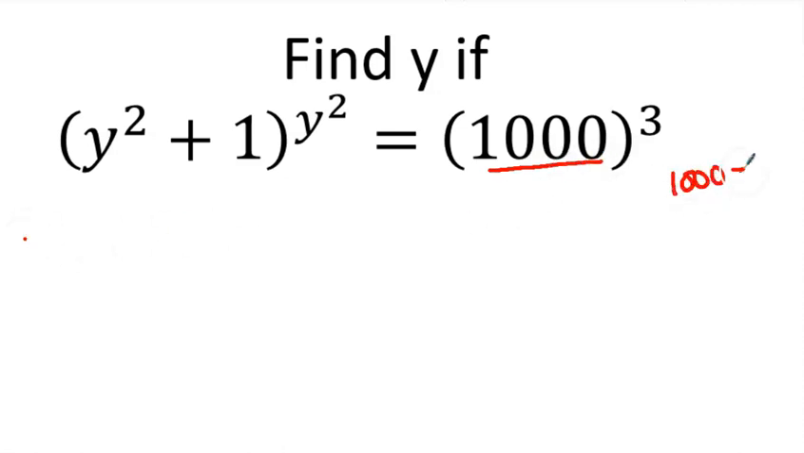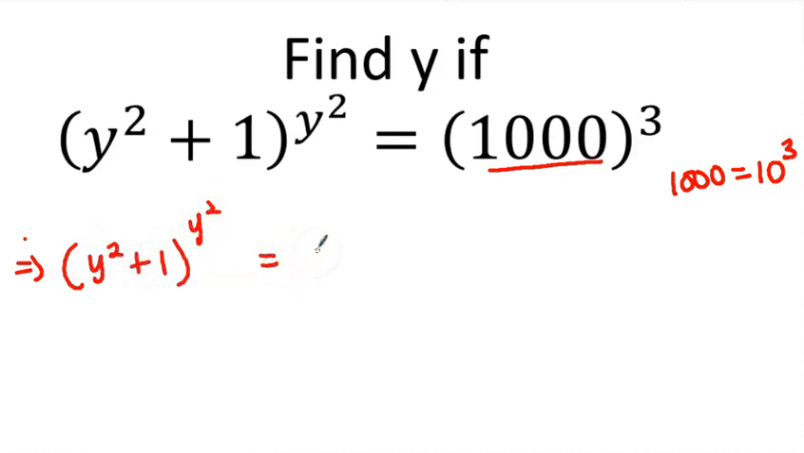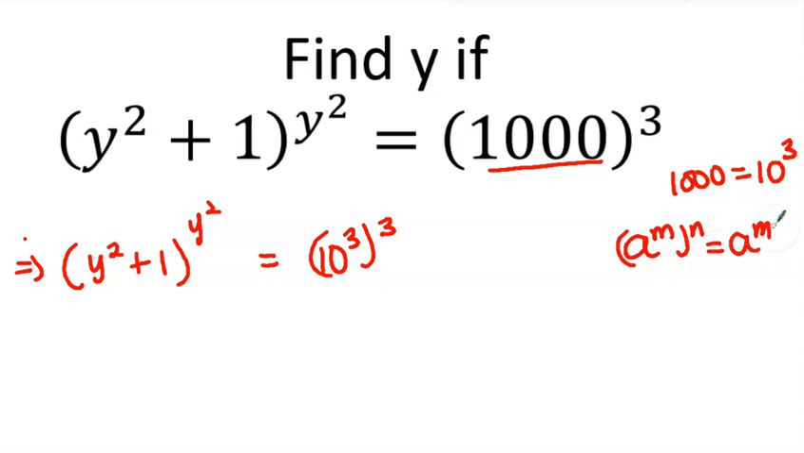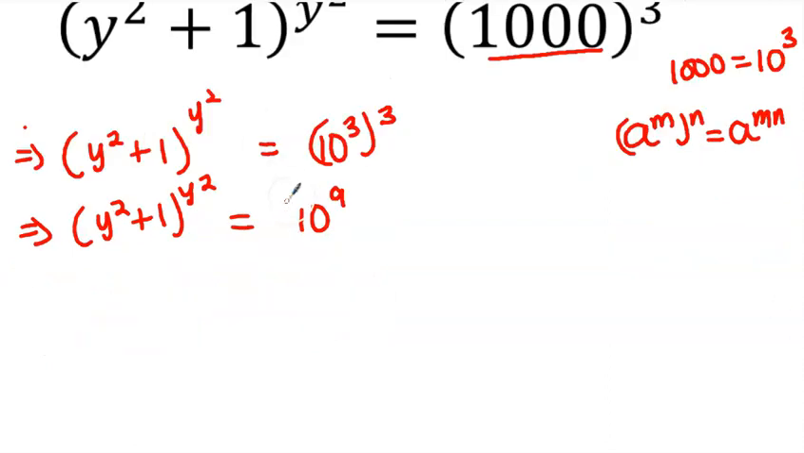So 1000 can be written as 10 to the power 3. So in all, this equation becomes (y squared plus 1) all raised to the power y squared, which is equal to (10 to the power 3) all raised to the power 3. And according to indices, (a raised to the power m) all raised to the power n is a raised to the power mn. So we multiply. We are going to have (y squared plus 1) all raised to the power y squared, which is equal to 10 to the power 9. That is 3 times 3.